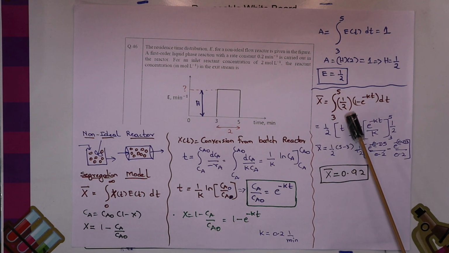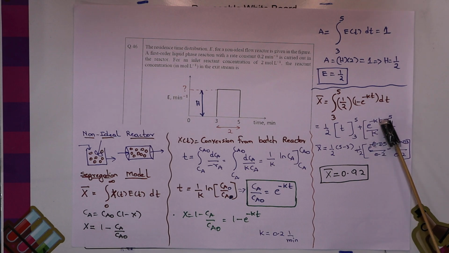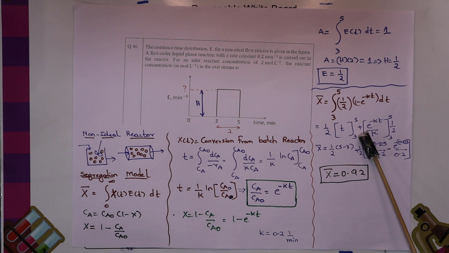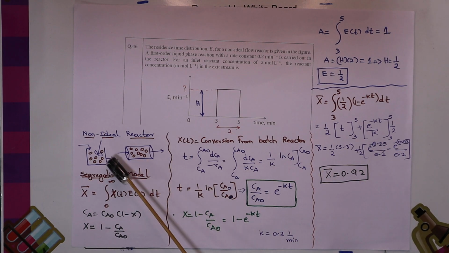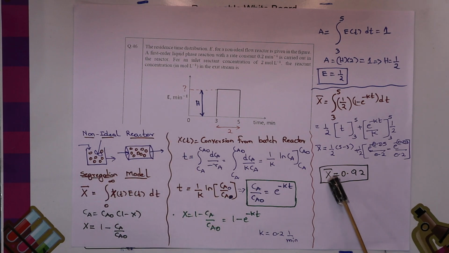So if you integrate, the integral of 1 is time, and the integration of e power minus kt is nothing but e power minus kt by minus k. So this minus will become plus. And if you apply the limits, you get the conversion in the reactor. In this particular reactor, the conversion is 92%. So this is how we can estimate. It could be any reactor, it could be CSTR, it could be PFR, anything can be modeled using the segregation model. So this is the conversion.